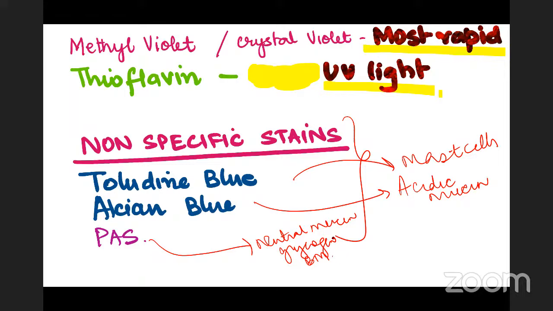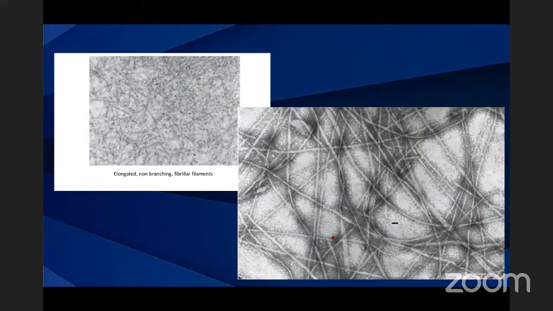Right guys. So on electron microscopy, you can see amyloid as infinitely long fibrils like this, and their diameter is fixed, that is 7.5 to 10 nanometer, but the length is infinitely long. So they are very, very long fibrils like bamboo sticks. But the diameter is always fixed. Remember, this is the classical electron microscopy of amyloid, and you should never ever forget that.